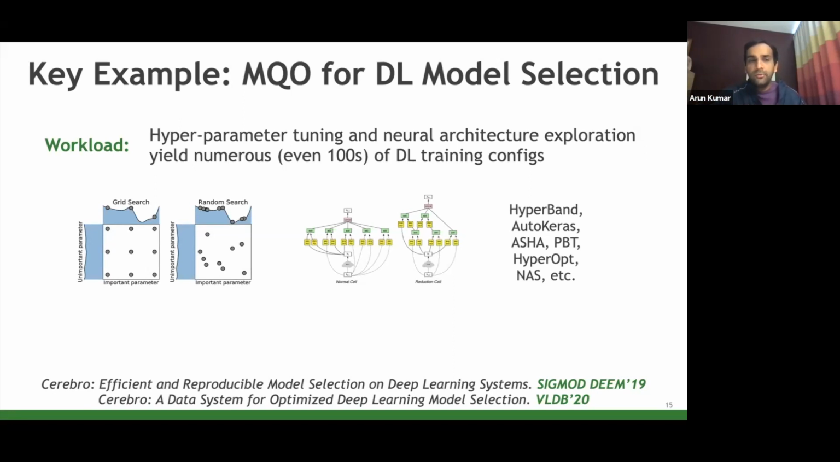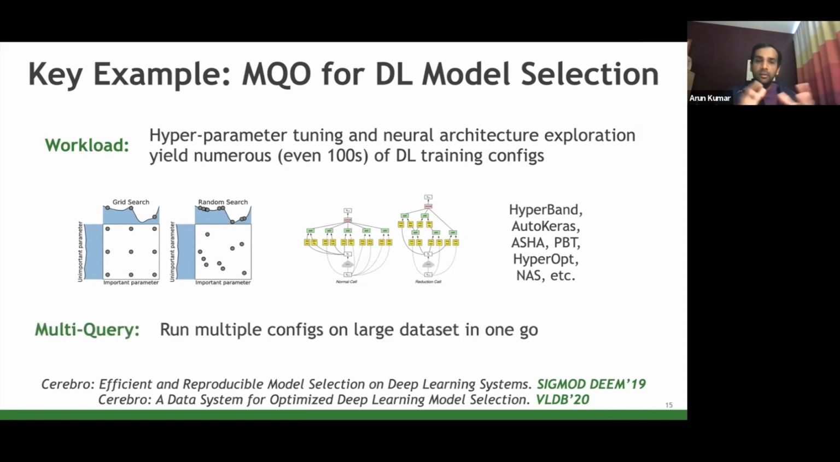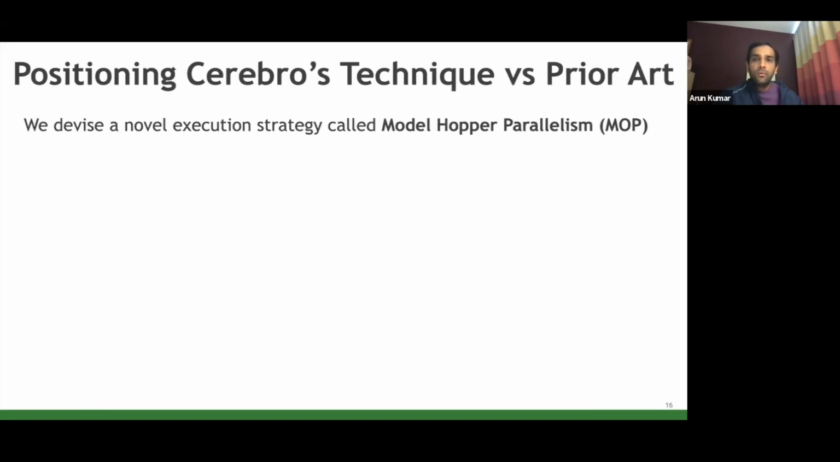And here, for example, you might use APIs like grid search, where you specify a bunch of combinations of learning rate, batch size, and so on, or random search, a subset of the grids, or AutoML heuristics like Hyperband, ASHA, Hyperopt, and so on. Ultimately, all of these are a multi-query workload in the sense they run multiple training configurations on the same large data set in one go. This is where we now start considering multi-query optimization opportunities. So let's position Cerebro's technique versus what was happening before to understand what we are doing first.